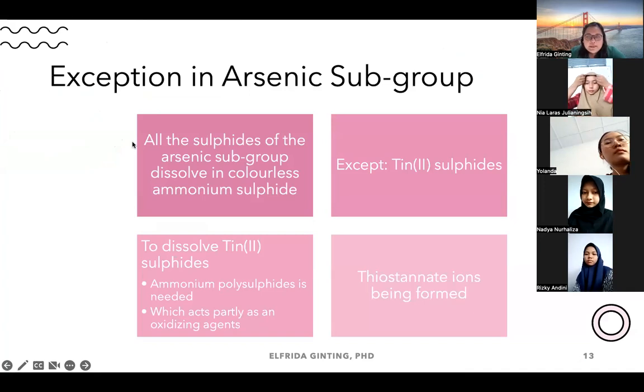Okay, now there is an exception in the arsenic subgroup. So what is the exception? All sulfides of the arsenic subgroup usually dissolve in ammonium sulfide and are colorless. But there is an exception. The exception is tin 2 sulfide. So how can we dissolve tin 2 sulfide? We need to have ammonium polysulfide here. We react ammonium polysulfide with tin 2 sulfide, and the polysulfide will act as the oxidizing agent. When we react tin 2 sulfide with ammonium polysulfide, we have what we call the thiostannate ion.